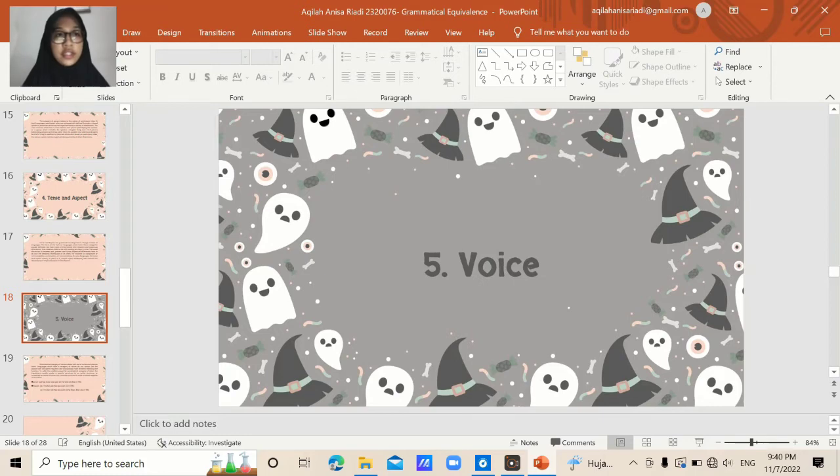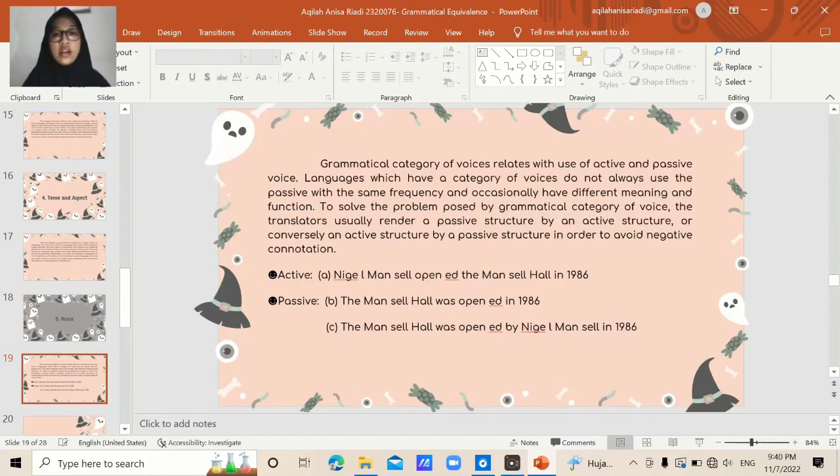5. Voice. Voice relates to the use of active and passive voice. Languages which have a category of voice do not always use the passive with the same frequency and occasionally have different meaning and function. To solve the problem posed by grammatical categories of voice, the translator usually renders a passive structure by an active structure, or conversely an active structure by a passive structure, in order to avoid negative conjugation.